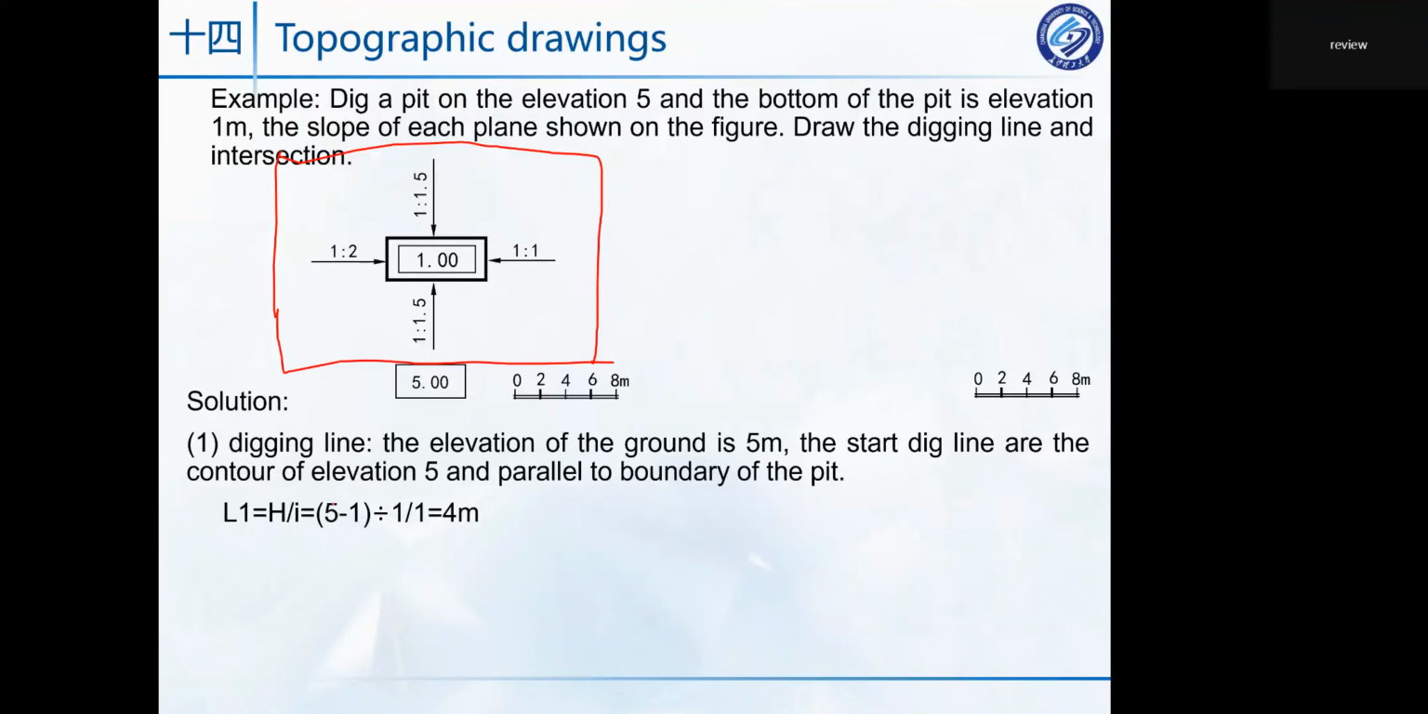L equals 4, L equals 6. Yes, I think Jianli, you are right. You are right. And Fatima, yes, Fatima, you are right.